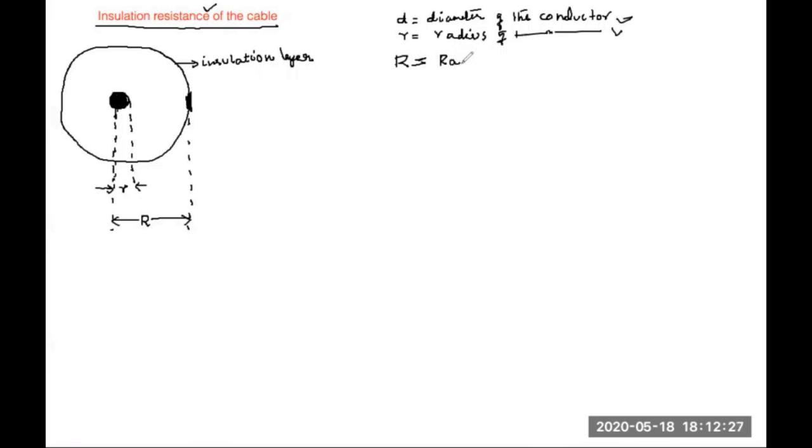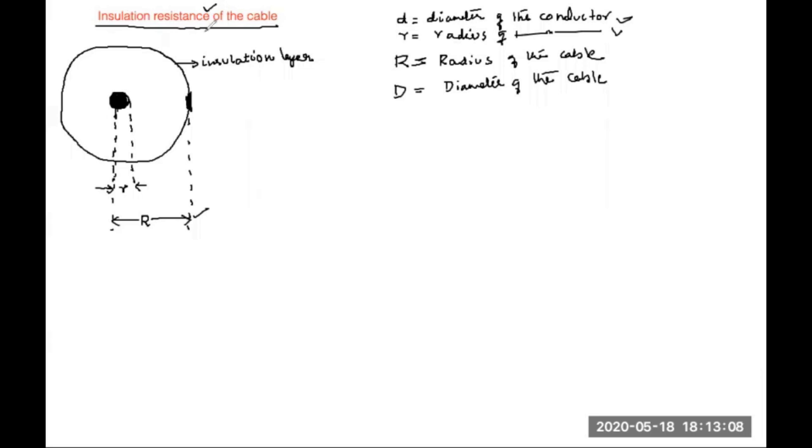This is very important. Conventions are important. Capital R is the radius of the cable, because I have shown the complete cable here, right? Small r I have already told you, and capital D will be the diameter of the cable. So the purpose is very simple: I am deriving the formula for insulation resistance.